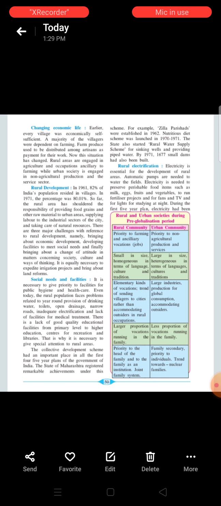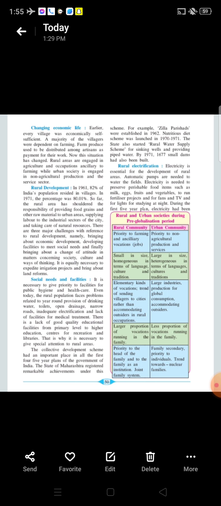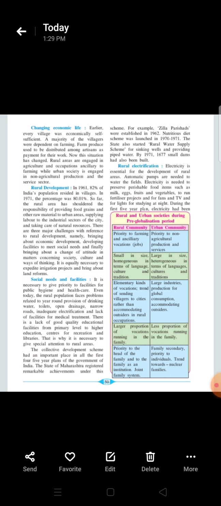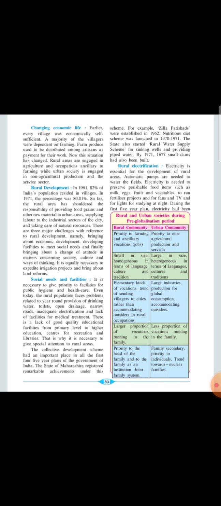These are their basic priorities. So children, after that there are several programs which were launched for rural development by the government of Maharashtra. So which are the programs? For example, the establishment of the Panchayat Raj, which was done in the year 1962. Then the nutritious diet program, which was in the year 1970 to 1971. Then the rural water supply scheme. These are the three programs which were launched for rural development. Okay, children, this is what they have said over here.